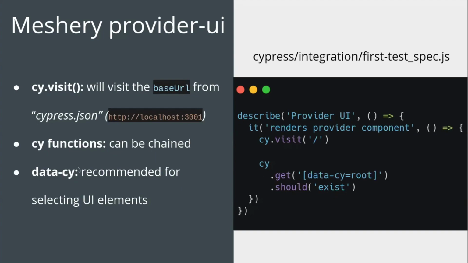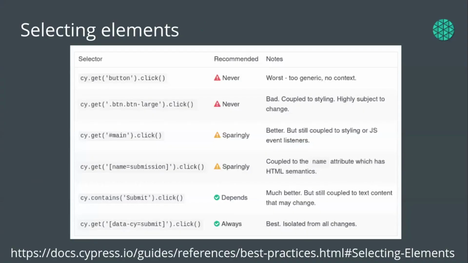As I mentioned, the recommended way to select UI elements is to add an attribute to the HTML elements, that is data-cy. This is because if we use an ID or another attribute, it can change later. If we only specify an attribute that is for Cypress, we can ensure that it will not change in the future. This is an image from the Cypress docs page, and the recommended way is the last one: to have an extra attribute on the HTML element that is exclusive to Cypress. So it's very isolated.